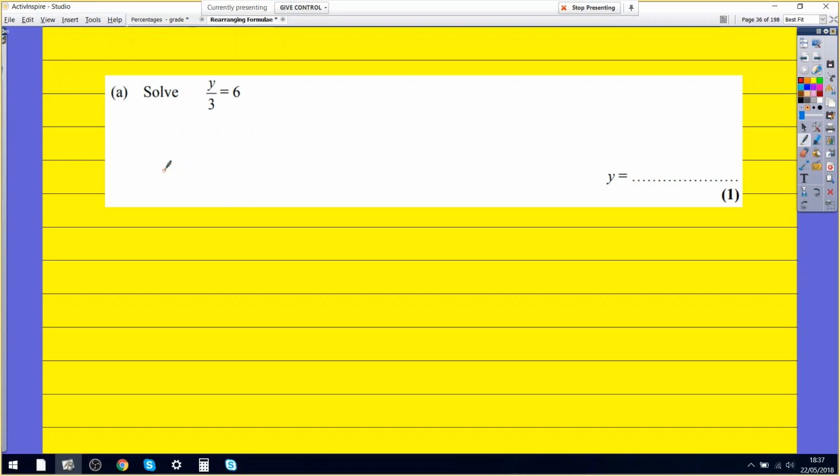Y over 3 equals 6. So the first bit would be, what is it? Dividing it by, no, multiplying it by 3. So the first bit, 6 times 3, that'd be 18. And y divided by 3 times by 3 is y. Any questions there? No, not really.